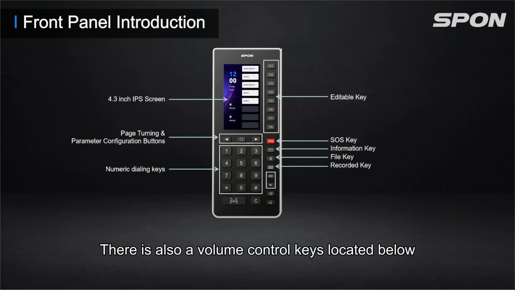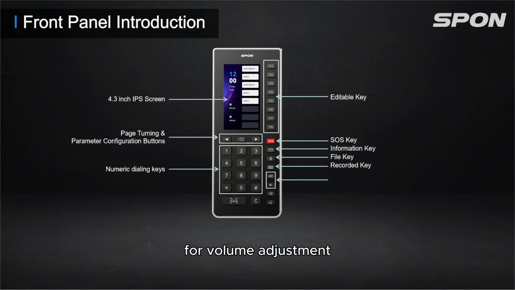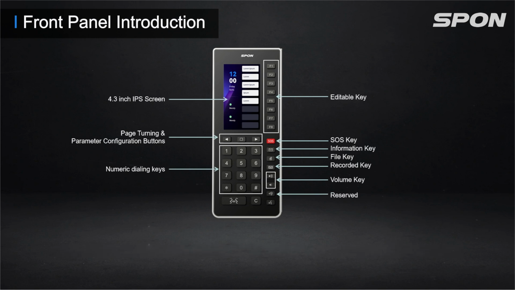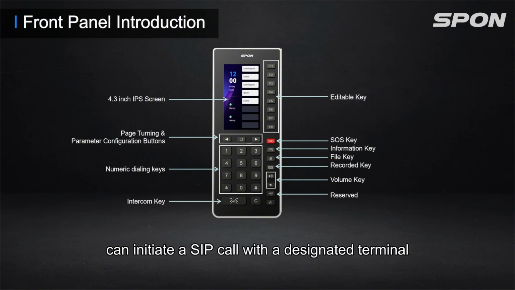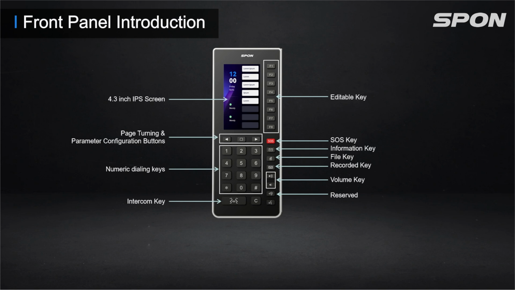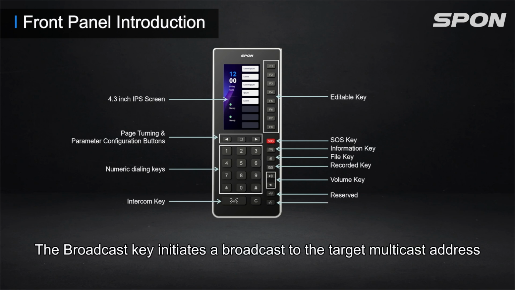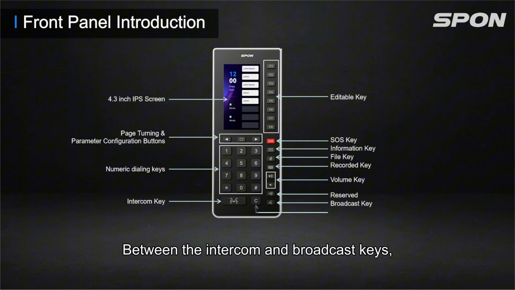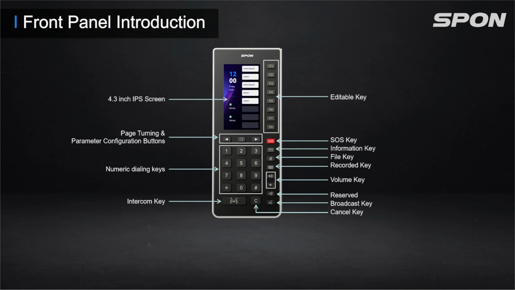There are also volume control keys located below for volume adjustment. Under the volume keys, there is a reserved key, which currently has no specific function. The intercom key on the left side can initiate a SIP call with a designated terminal. The broadcast key initiates a broadcast to the target multicast address. Between the intercom and broadcast keys, there is a cancel key to end an operation.